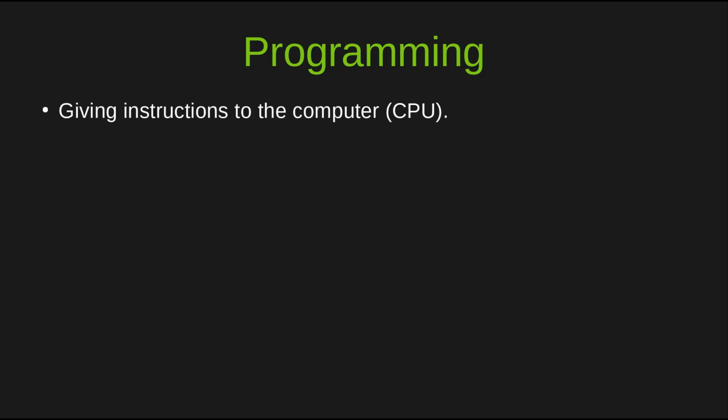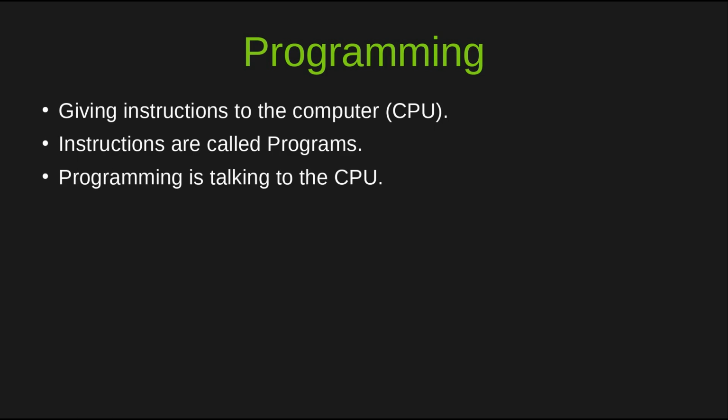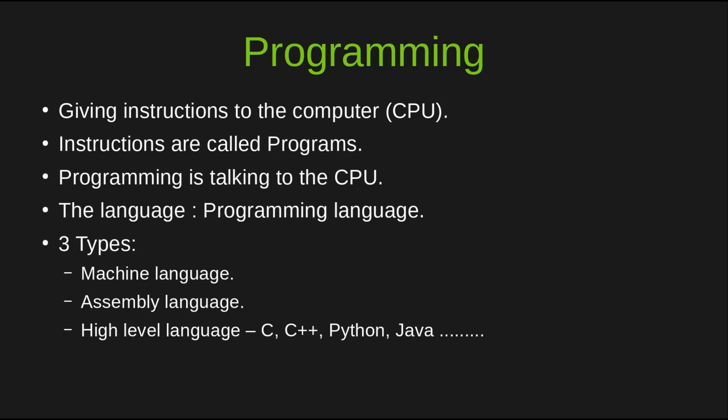Now let's get to the point of what is programming. Now that we know that we should give instructions to the computer to make it work, the process of giving this instruction is called programming. The instructions themselves are called programs. Or in other words, we can say programming is like talking to the CPU or communicating to the CPU. When we communicate to the CPU, we need a language for communication, and that language is called programming language. So in simple words, we talk to the CPU by giving it instruction in a language which is called programming language.